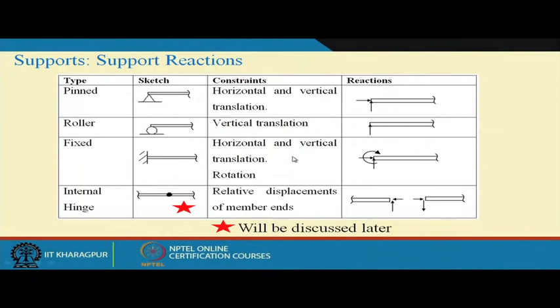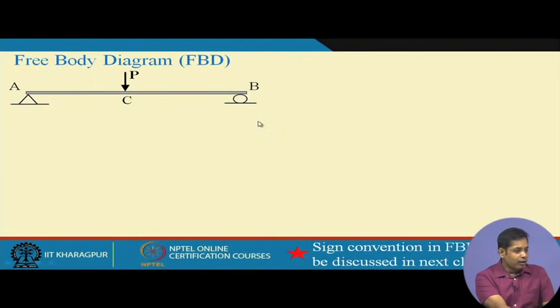Now, let us discuss the free body diagram of some problem. This is a simply supported beam subjected to concentrated load. This is hinge support here and this is roller support here. Now, let us draw the free body diagram of this object.